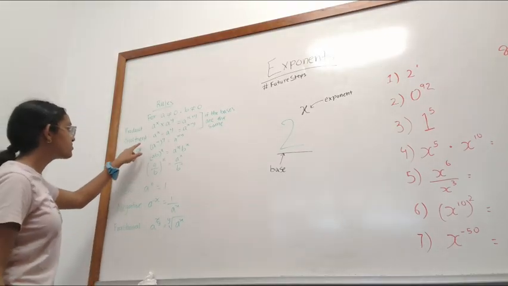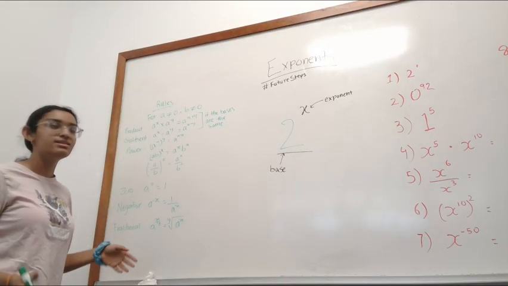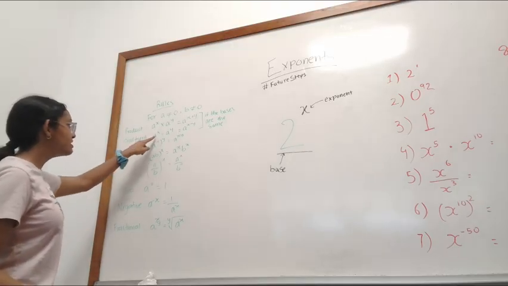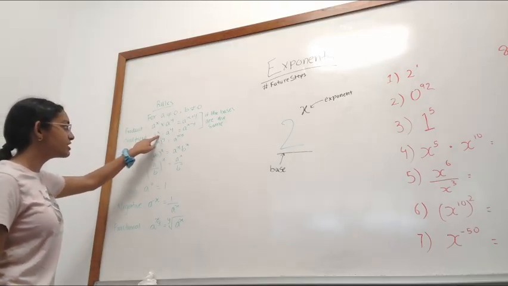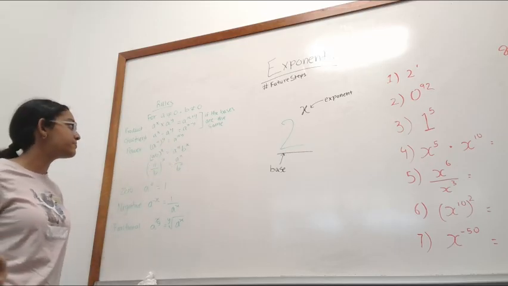And then for a quotient rule, it's technically the same, so instead of multiplying, we're dividing. So here we're going to have a to the power of x divided by a to the power of y equals a to the power of x minus y.